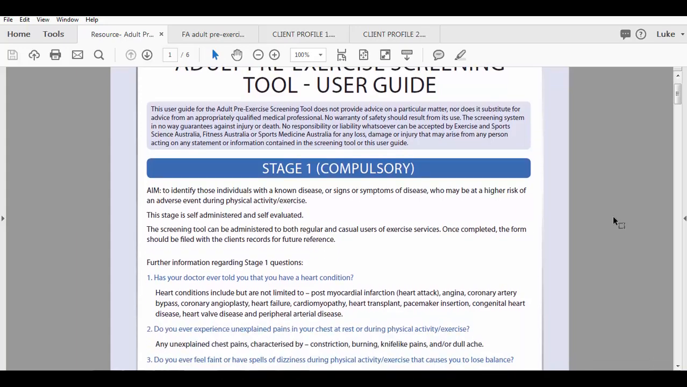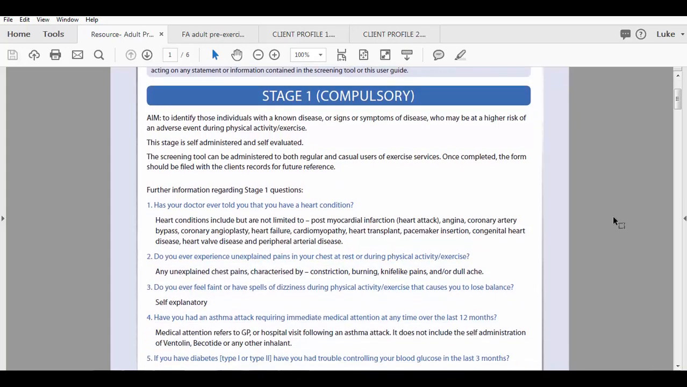Now, as I said, this is compulsory and should be completed by anyone who's starting an exercise program. The aim is to identify individuals with a known disease or signs or symptoms of a disease who may be at a higher risk of an adverse event during physical activity or exercise. So that's the first thing you need to understand. Stage one will determine someone who is at a higher risk. Stages 2 and 3 will look at more moderate and low risk, but stage one is looking for someone who is at a high risk.